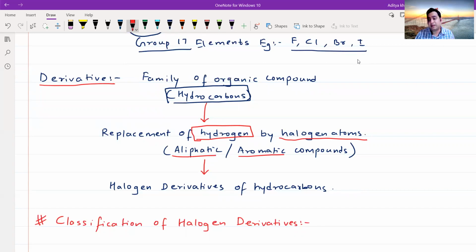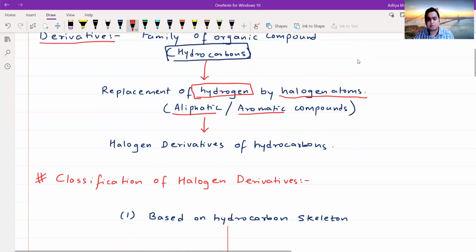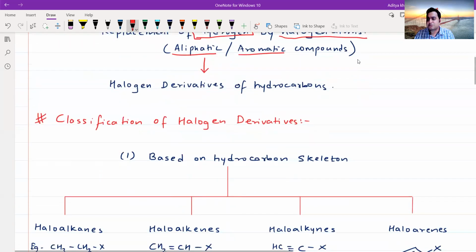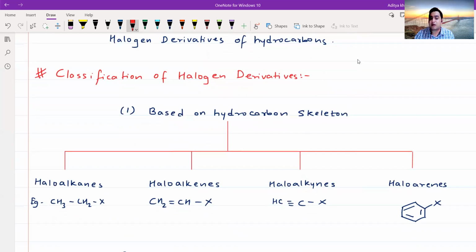Now, what do you mean by aliphatic and aromatic? Again, we have done it in earlier classes, but I will just give a glimpse of that. Aliphatic compounds are straight chain compounds or cyclic compounds, but aromatic compounds are special compounds which have a benzoid kind of ring structure present in them, which is a six-membered unsaturated conjugated ring structure. Okay, so now let's learn about halogen derivatives more, in which we are first going to learn about classification.